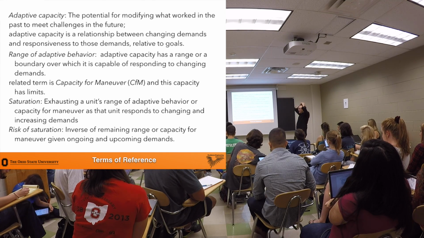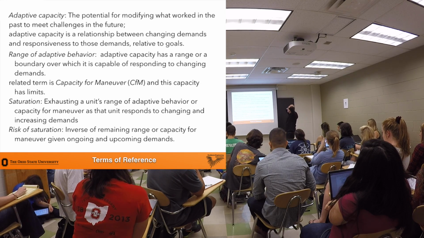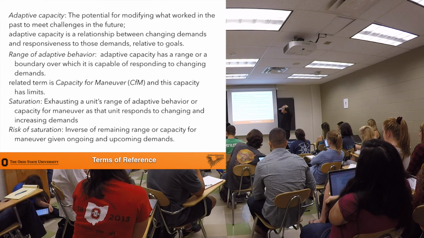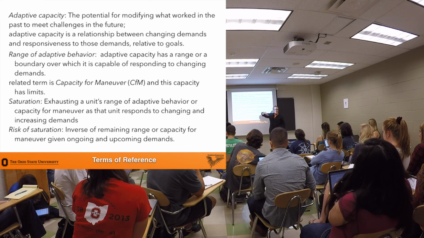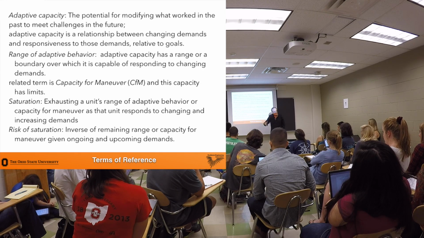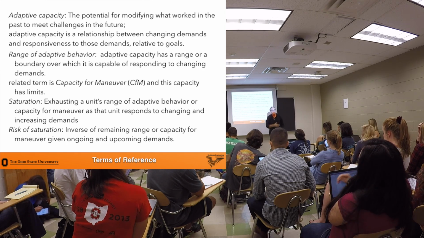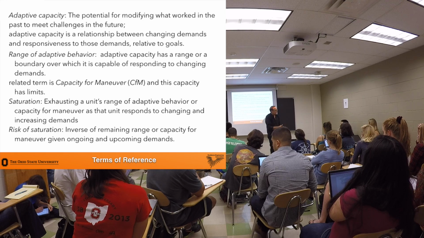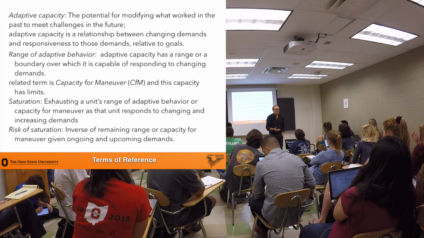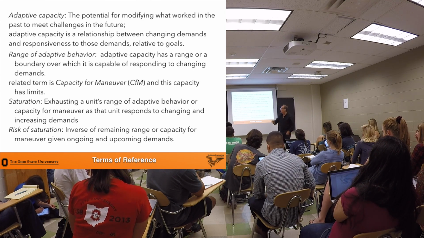Range of adaptive behavior. Adaptive capacity has a range over what's capable of responding to changing demands, disturbances, and variations. So you should see in all these things there is a range or boundary. The story of Columbia has a range of capability. Debris events are outside the range that they had planned for and designed the system to be safe in the face of. So there's always a range.